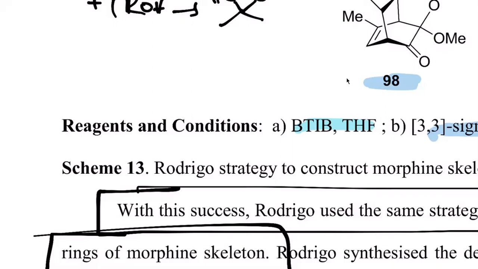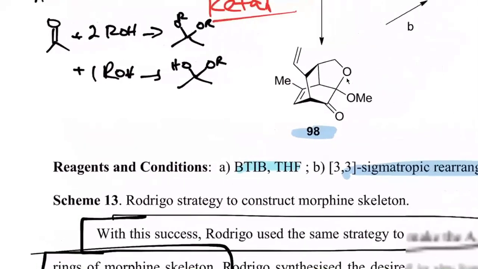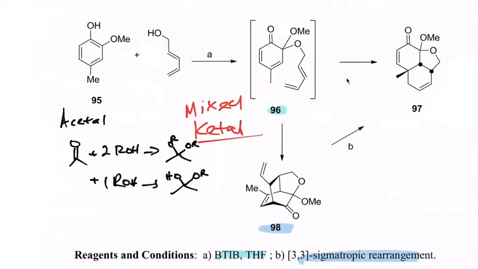So that BTIB is bis(trifluoroacetoxy)iodobenzene, right? That's a coupling reagent. If you look right here where it says A, they added in that BTIB, and you're actually able to de-aromatize that ring and attack it using nucleophilic aromatic substitution, where you add in that oxygen to the aromatic ring, right? And so that gives me 96, which is the precursor to my Diels-Alder reaction.